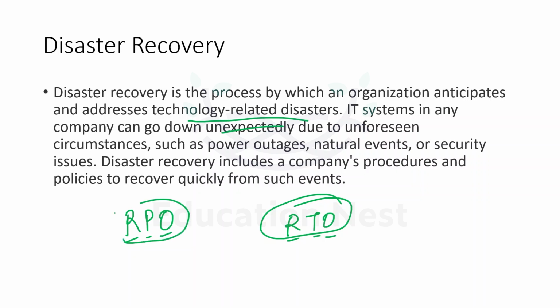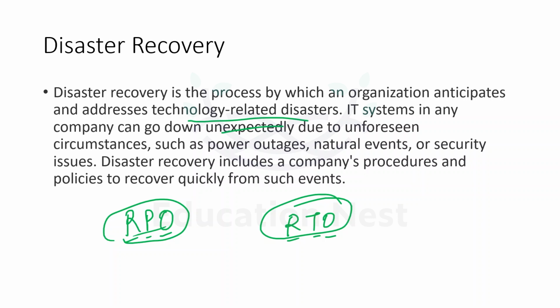And then we have RPO, that is recovery point objective. It means how much data loss we can suffer. So we can suffer the data loss for the last 24 hours, or we can suffer the data loss of just the last 1 hour. So these two are the important criteria which are decided by the company itself.